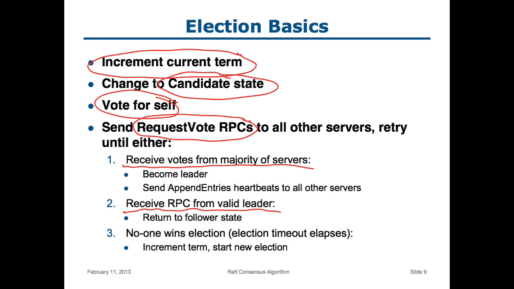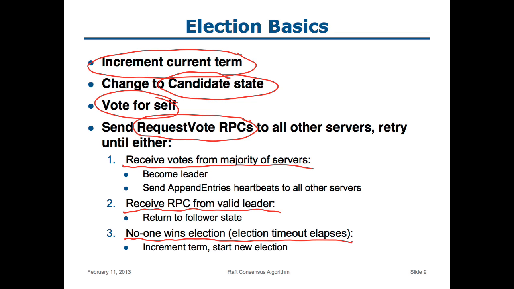Then the third state, or third outcome that can happen, is that it's possible no one will win the election. If several servers convert to candidate about the same time, they could split the votes in a way that nobody can get a majority of the cluster's votes. The way that a server detects this possibility is that a period of time goes by and neither of the other two options has occurred yet. In fact, it uses the same election timeout period.